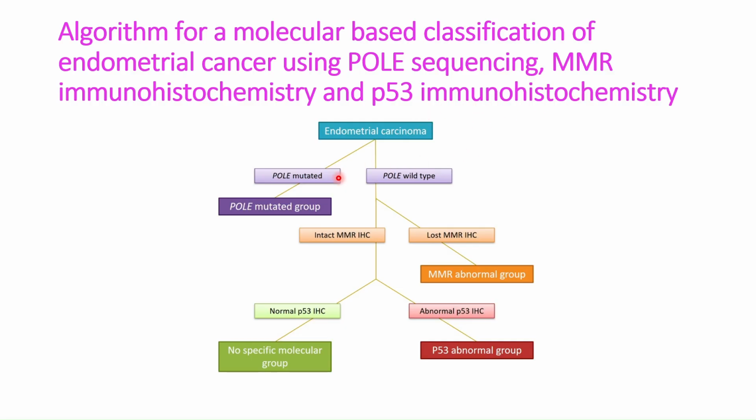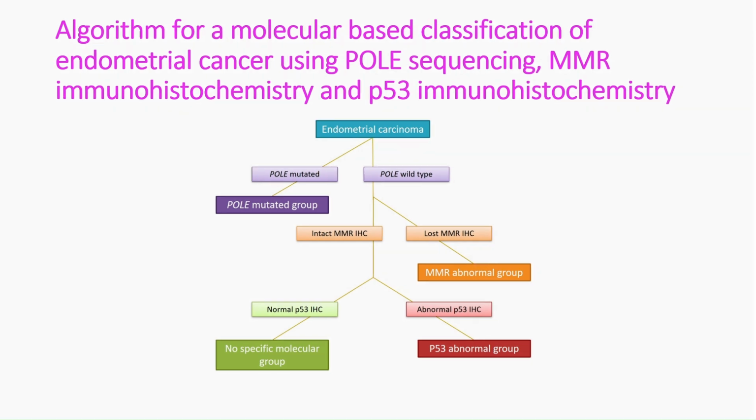If endometrial carcinoma is POLE mutated, then it is called the POLE mutated group. Now if POLE wild type is there, then go for MMR IHC. If it is intact, then we have to go for P53 IHC. If P53 IHC is normal, then it is the non-specific molecular group. Abnormal P53 means the P53 abnormal group, mostly serous or high-grade endometrioid. And if MMR IHC is lost, then it is included in the MMR abnormal group.